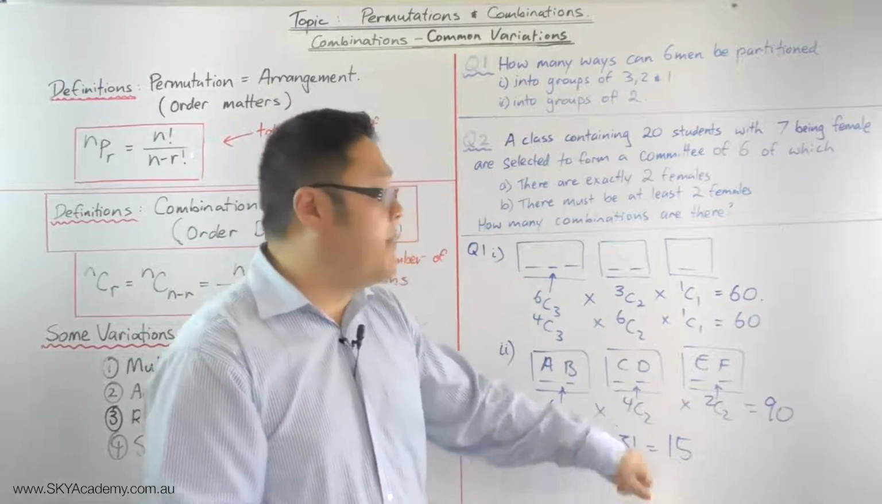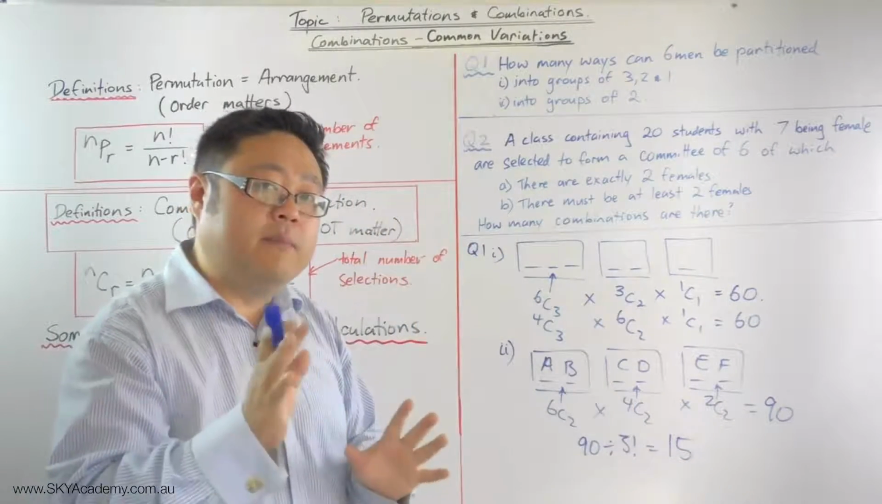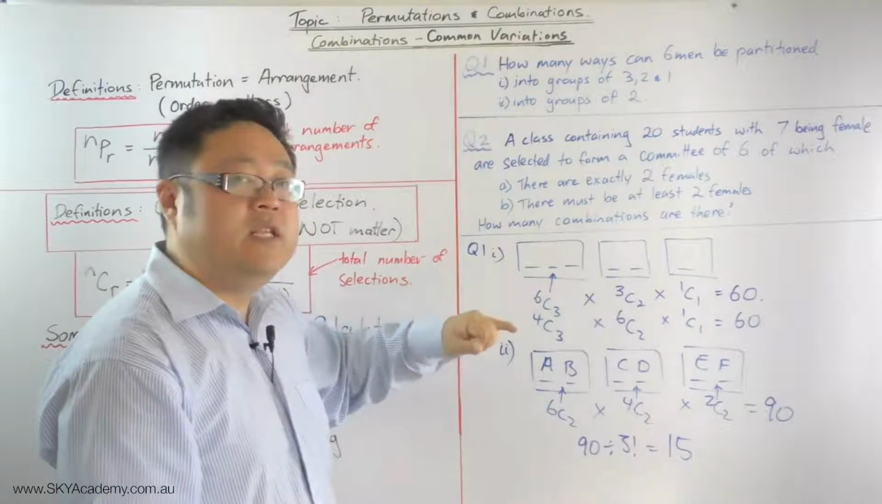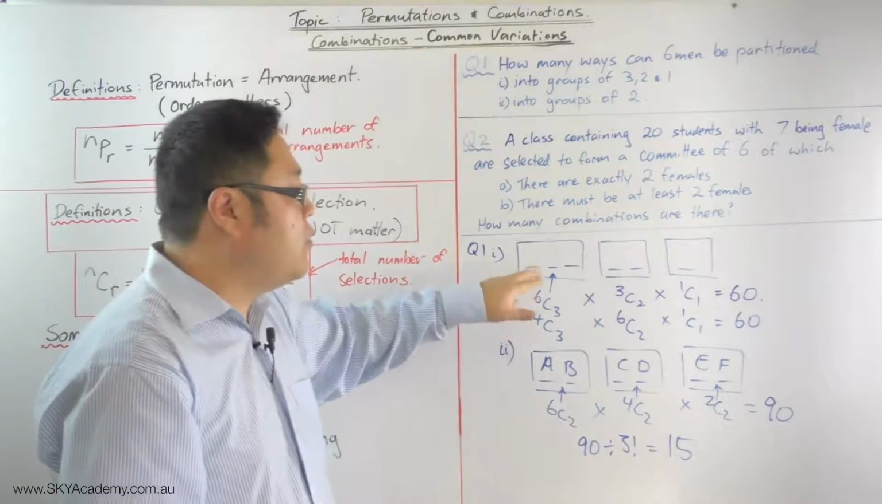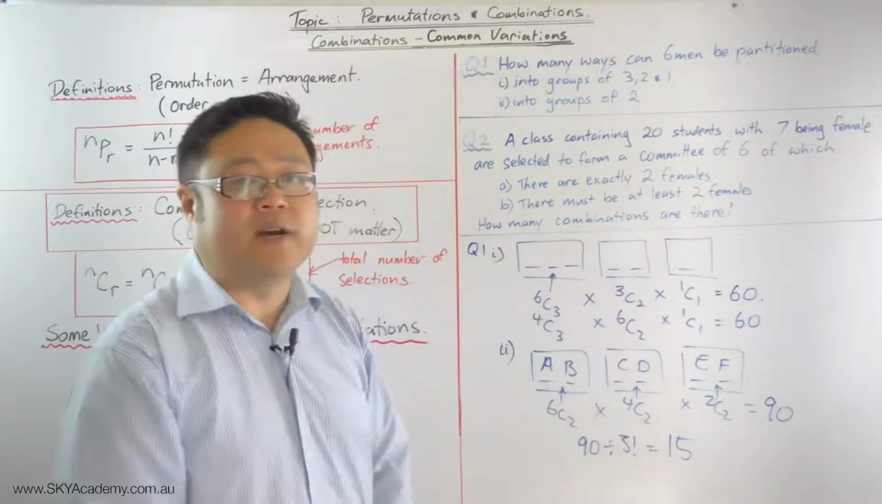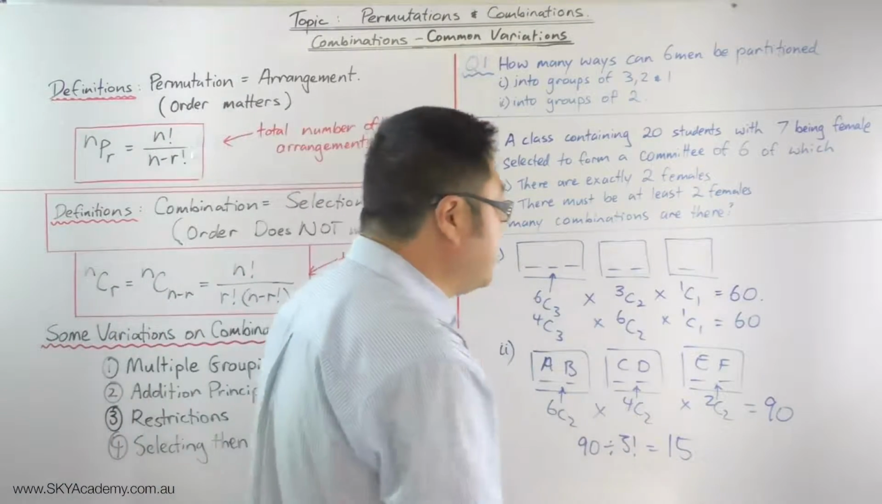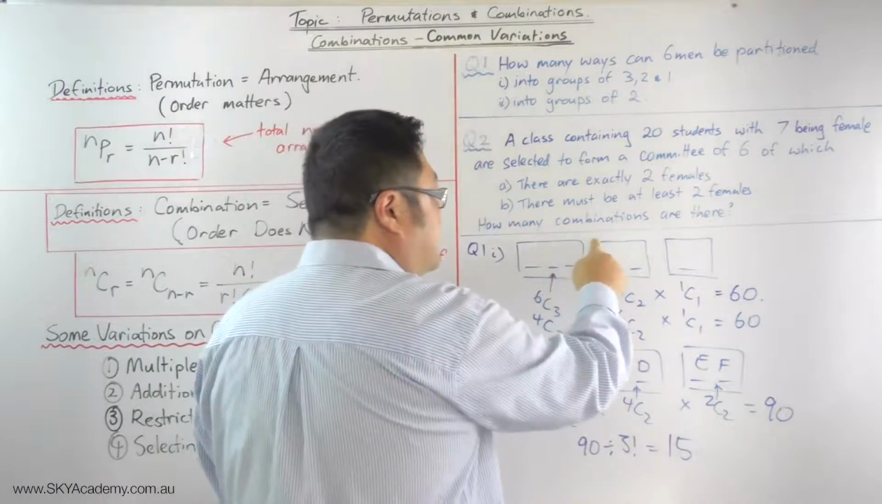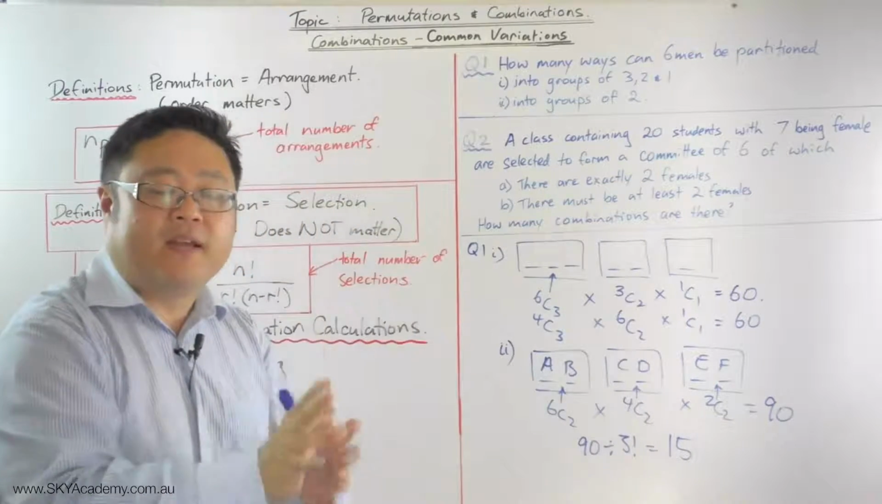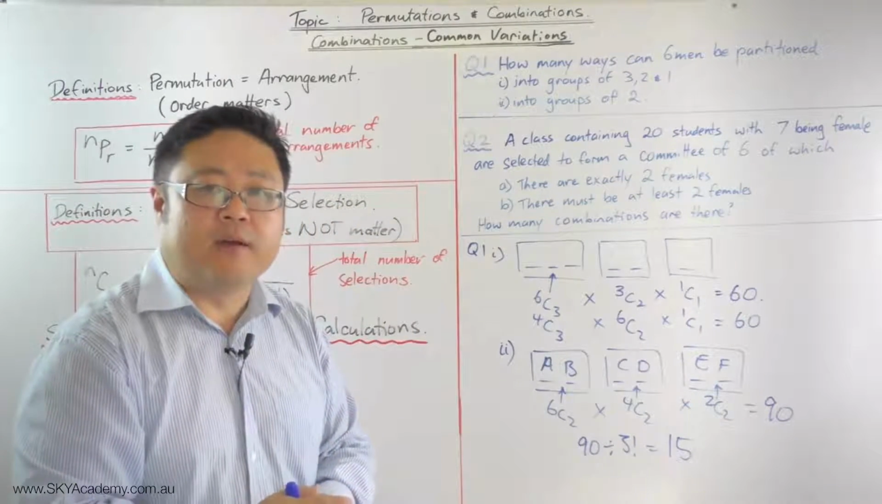You only have 15. But hold on, all right? Some of you might be thinking, why don't we do that for this example? Why don't we also divide by 6 factorial here? Because the answer is because these 3 groups can't be confused with each other, right?